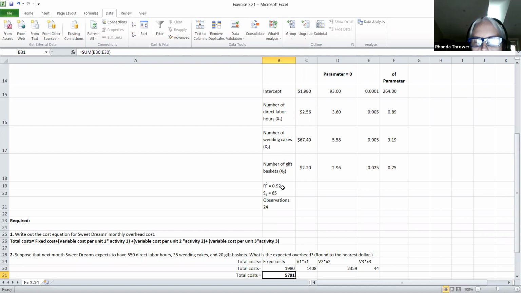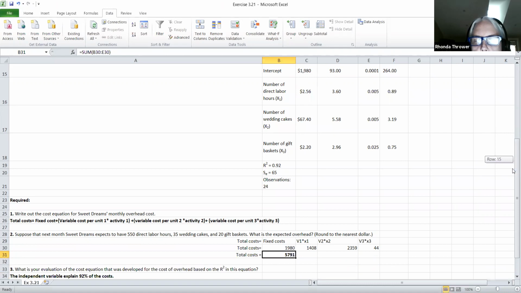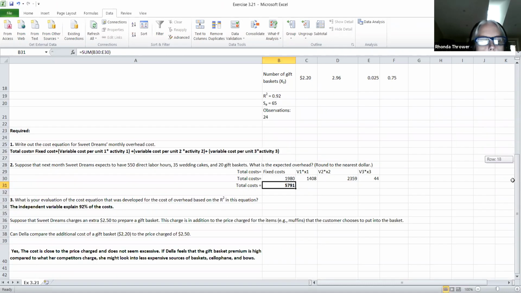And what that R2 means is basically that 92% of the cost is explained by the variable cost that you chose to analyze. So if this figure is close to 1, it's a good thing. If this 92% is close to the number 1, it means that we probably have chosen a pretty good explanation for the variable cost portion of this formula.